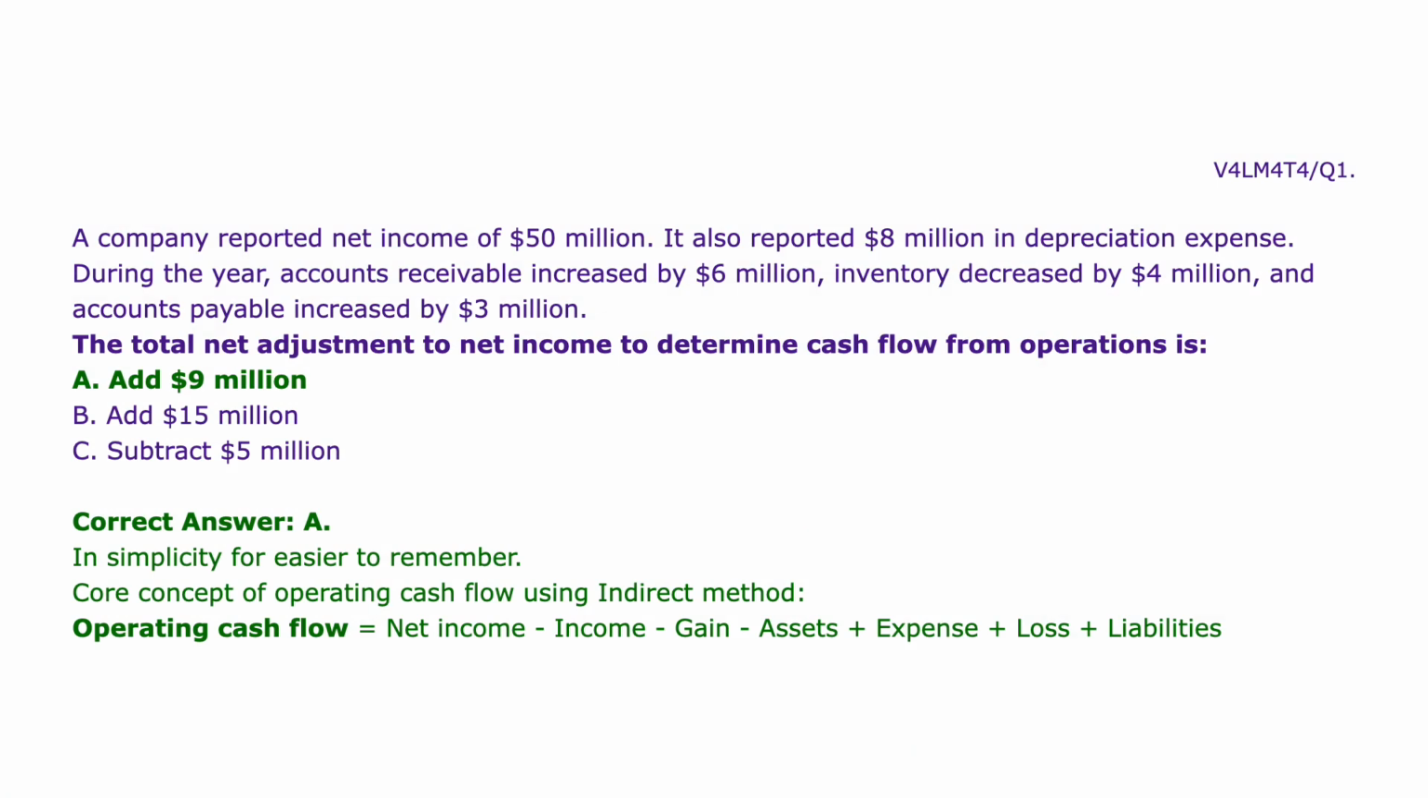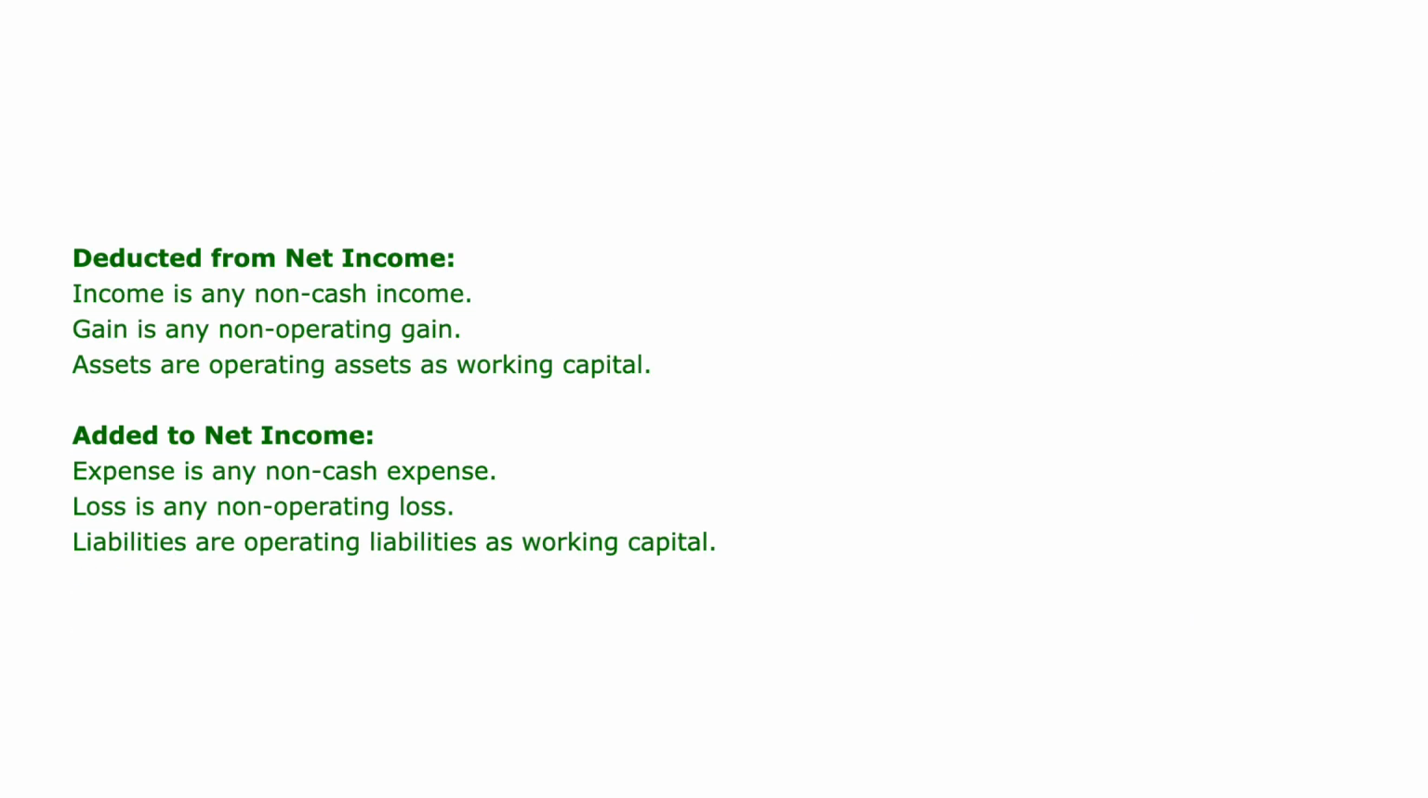Operating cash flow using the indirect method is calculated as net income minus income, gains, and assets, plus expenses, losses, and liabilities. Non-cash income, gains, and assets are deducted from net income, while non-cash expenses, losses, and liabilities are added.